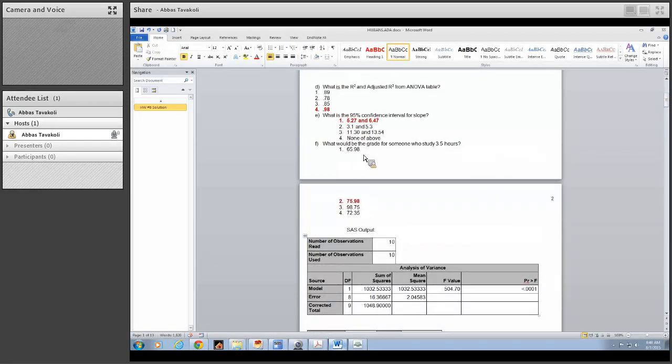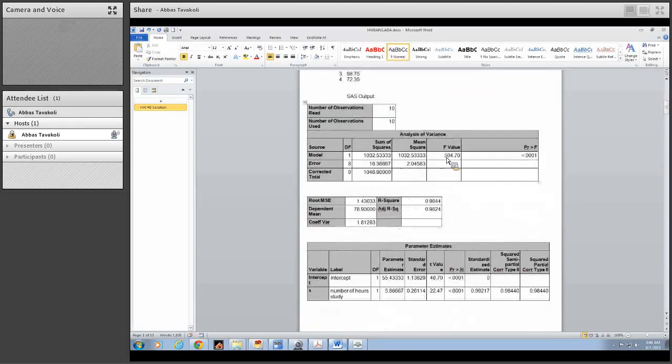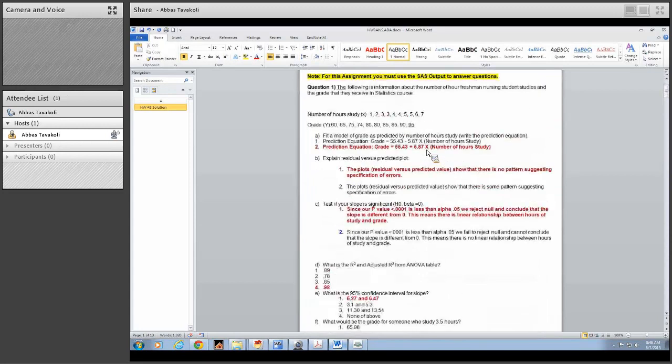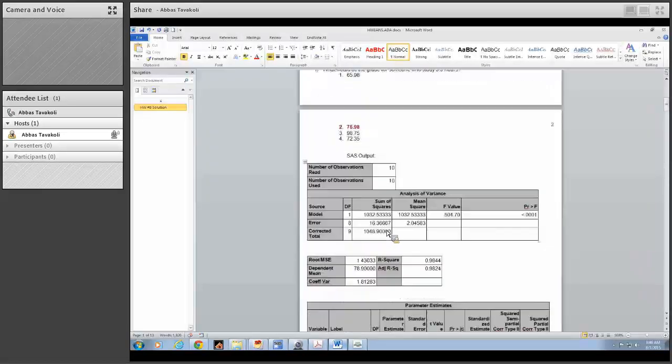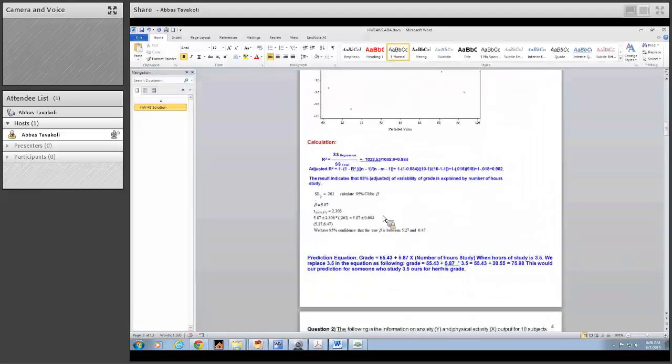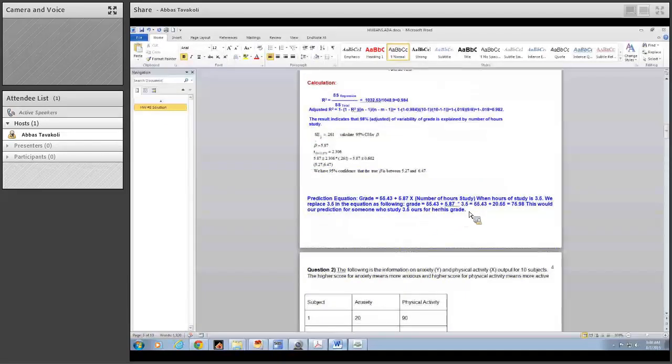What would be the grade for someone who has studied 3.5 hours? Basically you replace x with 3.5 in your prediction equation, times 5.87, and then you get 75.98. That's the correct answer.